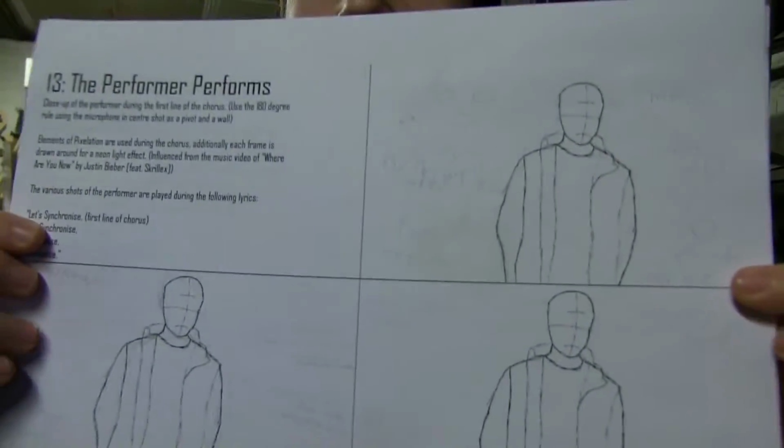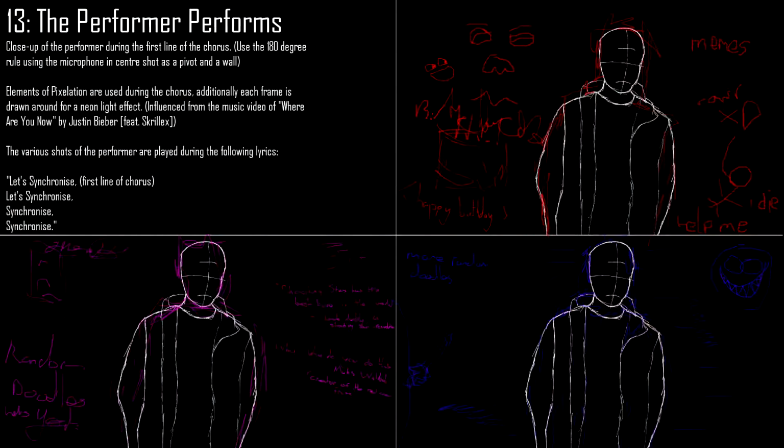Number 13, the performer performs. So during the chorus, we're only going to have the performance aspects during the music video. So we're going to have close-up of the performer during the first line of the chorus, using a 180-degree rule, using the microphone and centre shot as a pivot. We're also going to use elements of pixelation, which have been influenced from the music video of Where Are You Now by Justin Bieber featuring Skrillex, and this lasts the entire chorus.